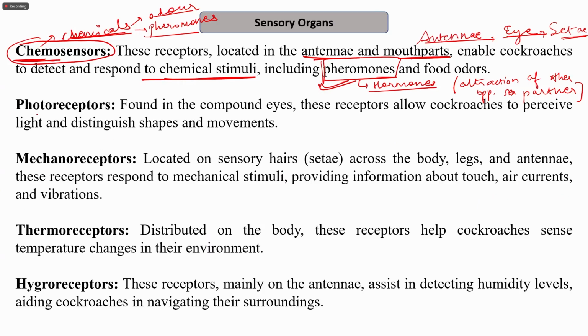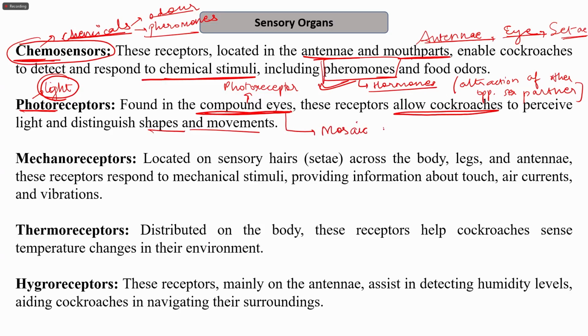The next is the photoreceptors. As the name suggests, photo is related to the light. So these are found in the compound eyes. They act as photoreceptors. These receptors allow cockroaches to perceive light and distinguish the shape and movement. In the last class, we discussed that compound eyes have mosaic vision. They are made up of smaller units called ommatidia. So photoreceptors are present in the compound eyes and allow the cockroaches to perceive the light and distinguish the shape and the movement of different structures.